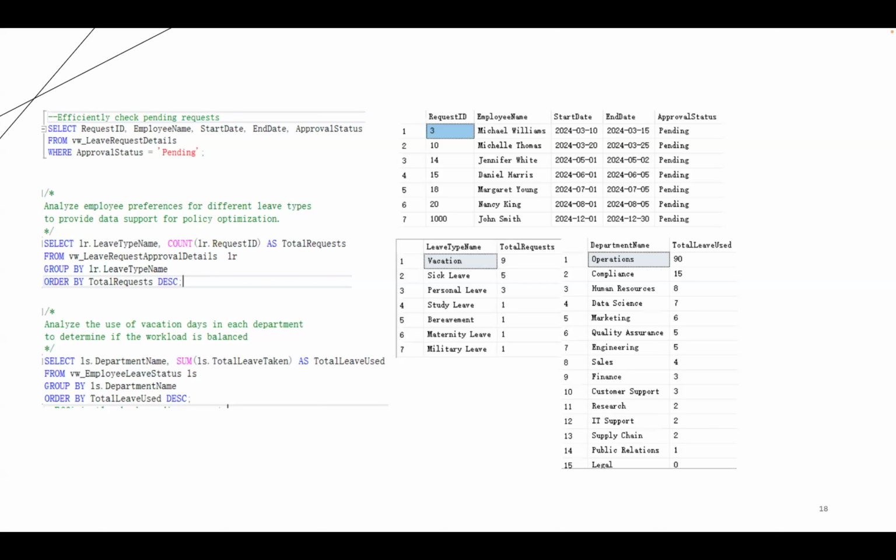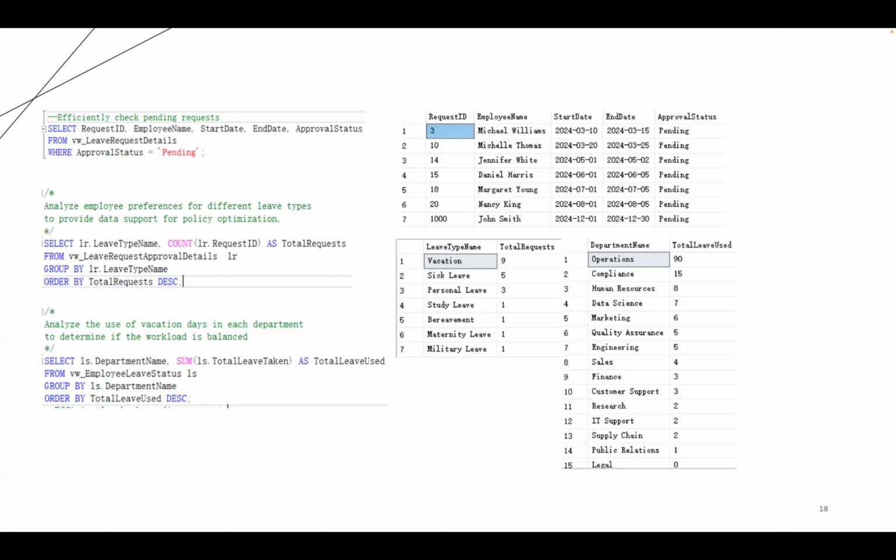The last one is called the employee leave status view. This view summarizes each employee's leave usage, integrating data from the employee and the leave statistic tables. The result shows that operations and compliance have the highest leave usage, indicating a potential workload imbalance. Management can address this by redistributing the resources and providing additional support.